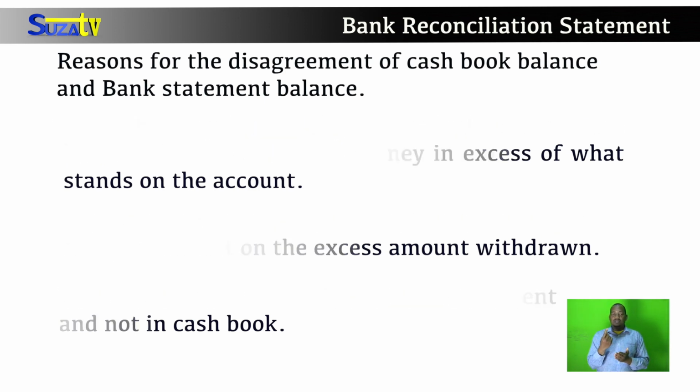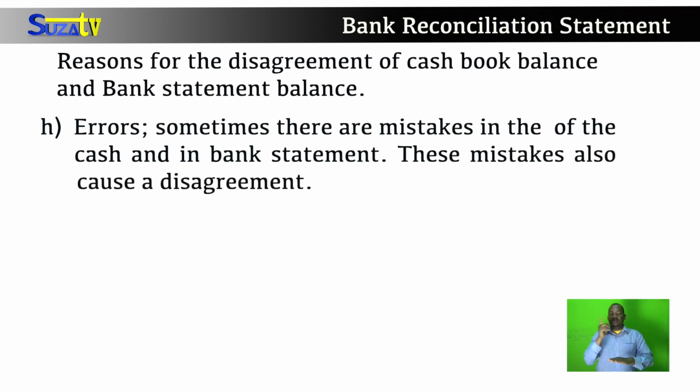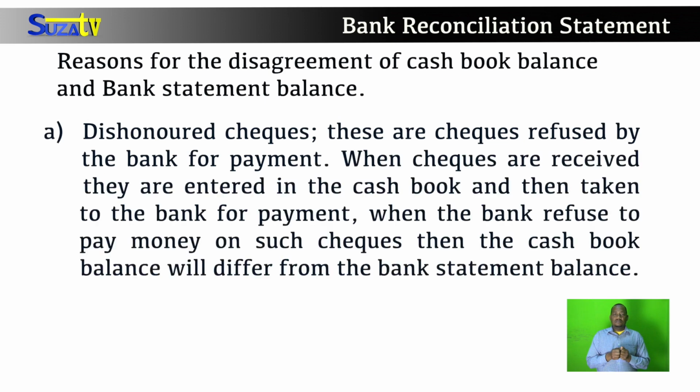Another one is errors. Sometimes there are mistakes in the preparation of the cash book and in the bank statement. This mistake also causes a disagreement. And the last one is a dishonored check. Dishonored checks are checks refused by the bank for payment. When checks are received, they are entered in the cash book and then taken to the bank for payment. When the bank refuses to pay money on such checks, then the cash book balance will differ from the bank statement.